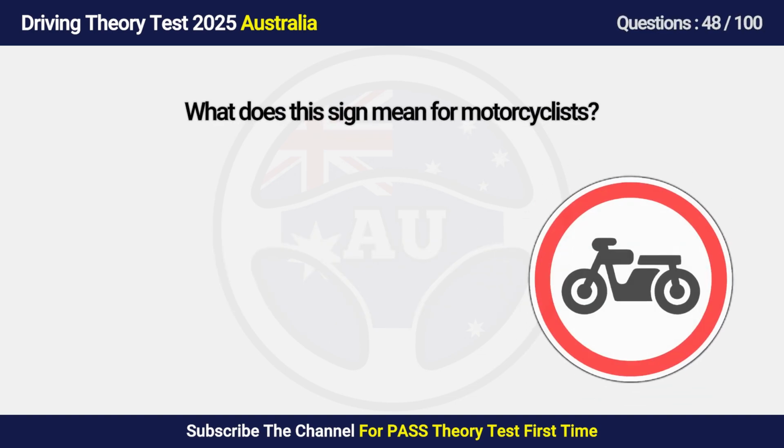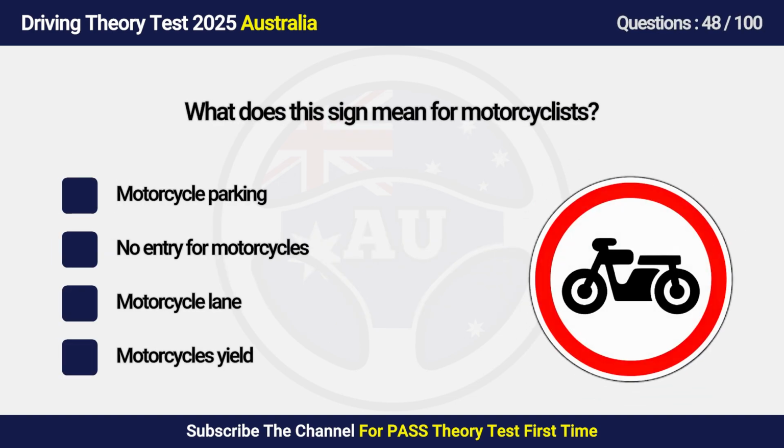Question 48. What does this sign mean for motorcyclists? A. Motorcycle parking. B. No entry for motorcycles. C. Motorcycle lane. D. Motorcycles yield.